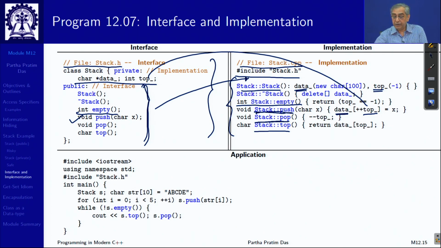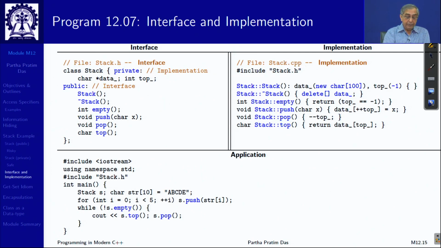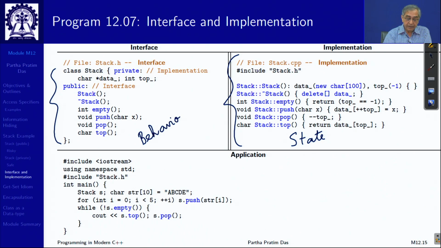Now, if I do that, then I will say that this is my interface, because anybody who uses the stack needs to use this, and this is my implementation, because nobody needs to know how I am doing it, whether I am using a dynamically created array or a vector or whatever. That is my choice. I can change that any time without changing the behavior of the stack at all. So, this is the implementation which keeps the state, and this is the interface which is the behavior.